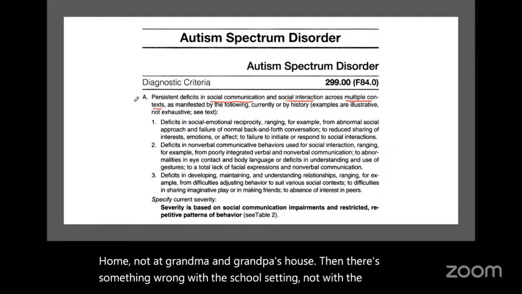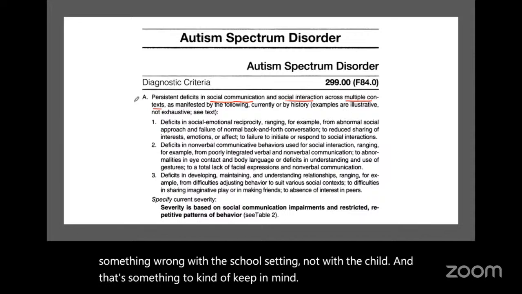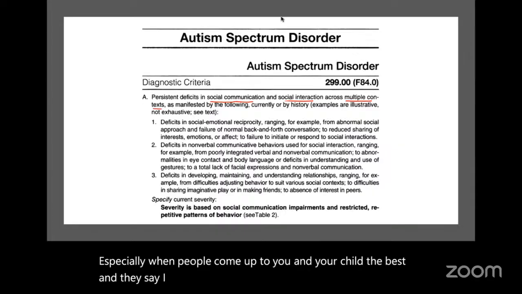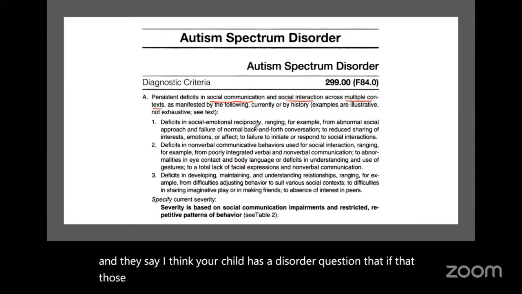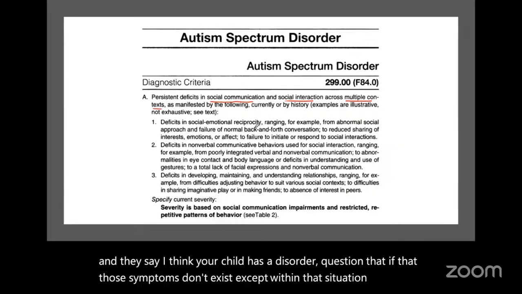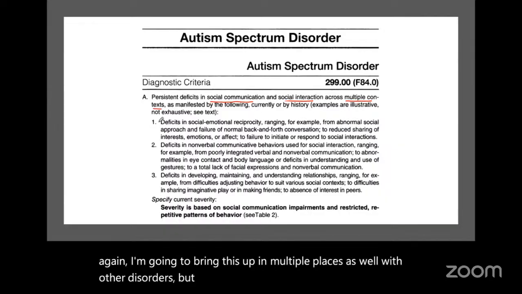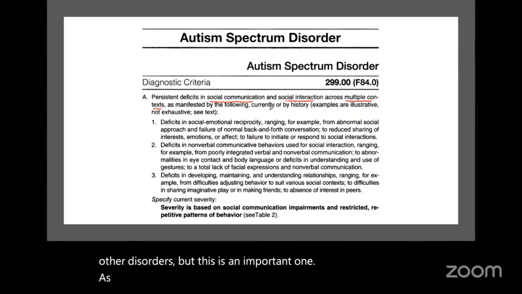And that's something to keep in mind, especially when people come up to you, and you know your child the best, and they say, I think your child has a disorder. Question that if those symptoms don't exist except within that situation. And again, I'm going to bring this up in multiple places with other disorders, but this is an important one. As manifested by the following, current or by history, so it's current and history.